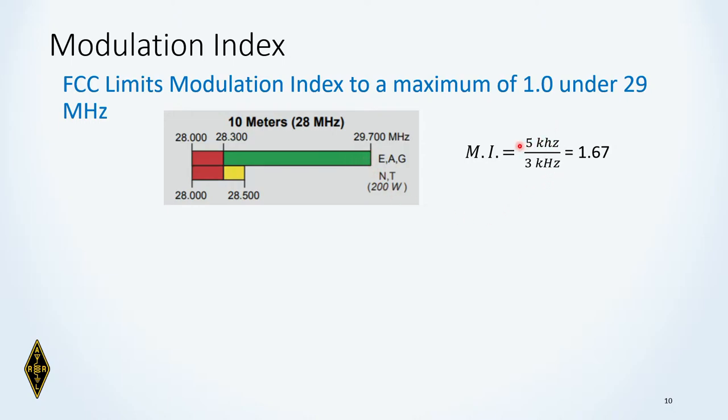So our transceivers are limited to plus or minus 5 kilohertz. Our voice frequencies that are allowed to pass can go up to 3, which gives us a modulation index of 1.67. And that's absolutely fine in the upper part of the 10 meter band. That's why we can use it.